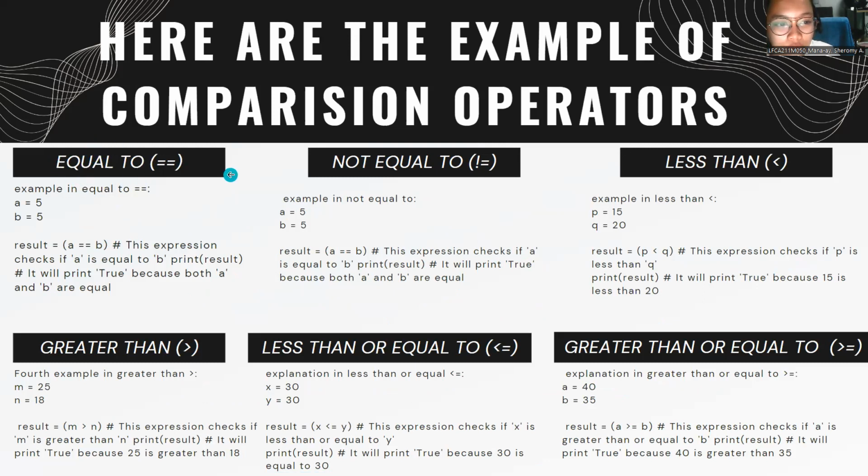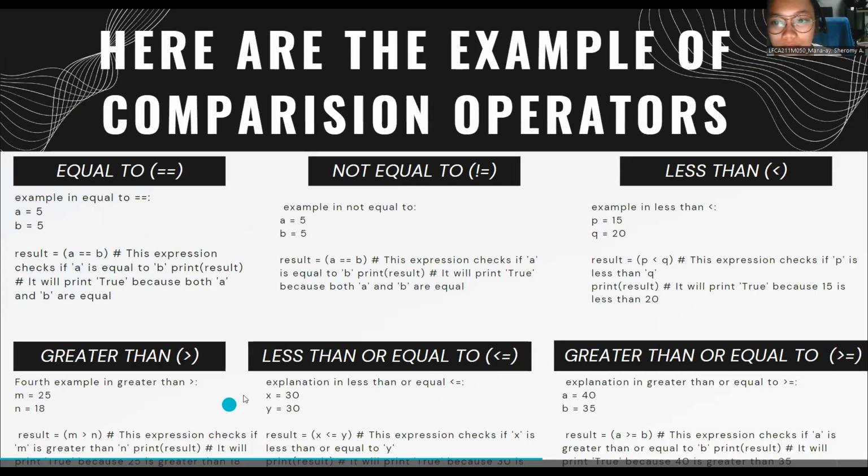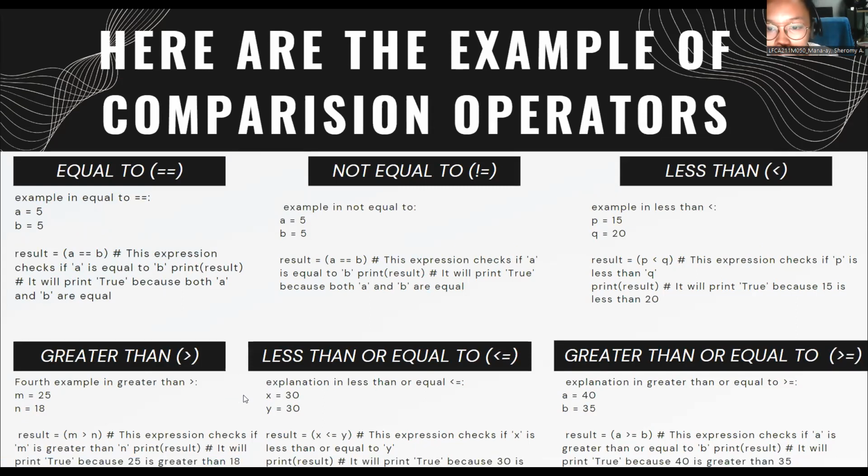First one is equal to. Example in equal to, A equals 5 and B equals 5. Result is A equal to B. In this example, the expression A equal to B evaluates to true because the values of A and B are equal. And the second one is not equal to.